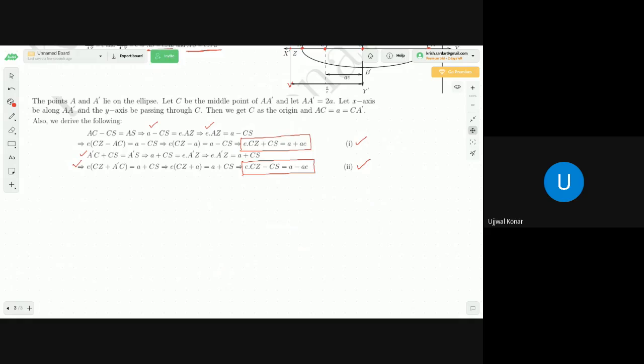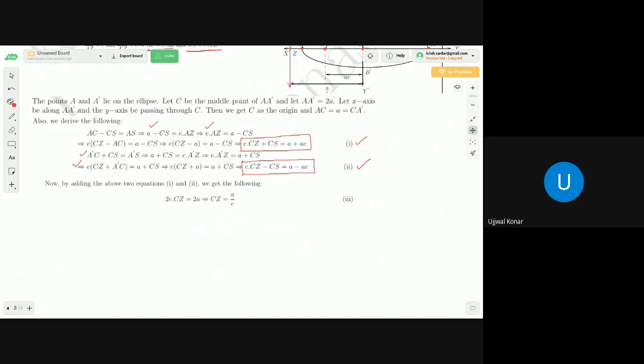Very straightforward. Let me write it down. So what I just said, here it is as a mathematical description. If you add the above two equations, 1 and 2, what we get is that 2 into E into CZ is equal to 2A, and we get CZ is equal to A by E. Correct, dear students? So we get CZ is equal to A by E.